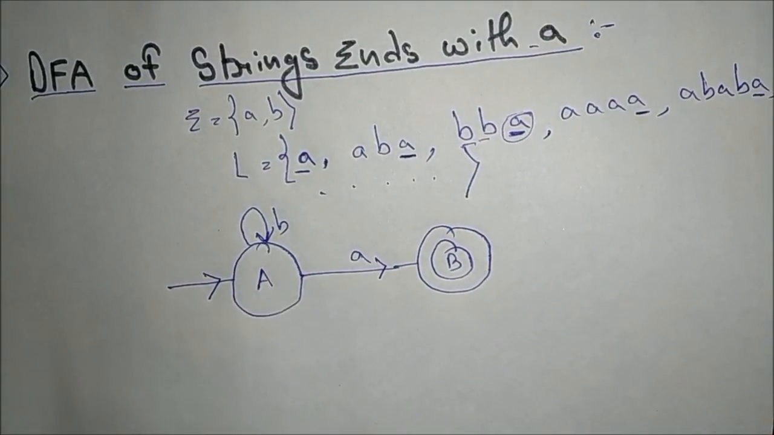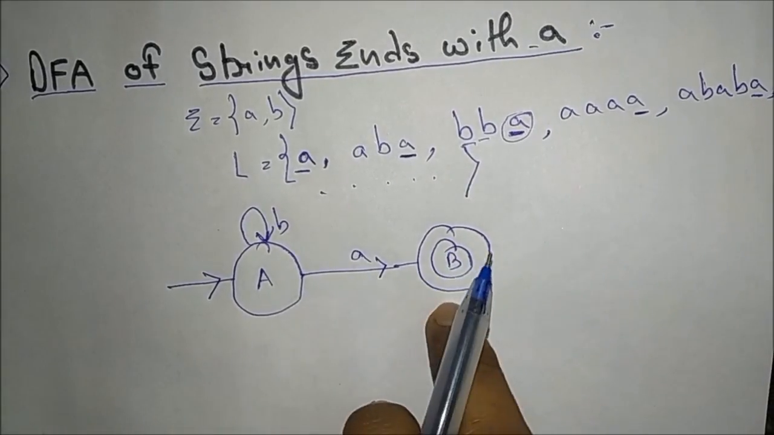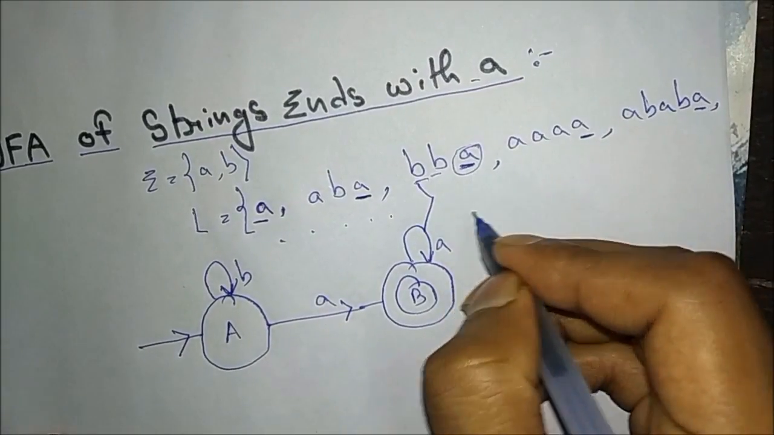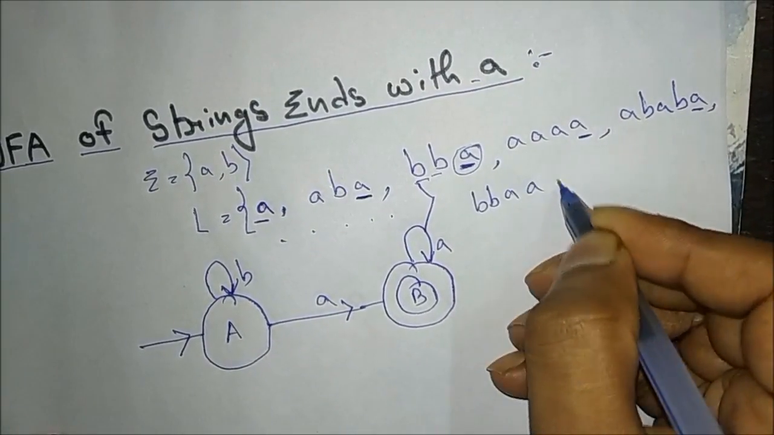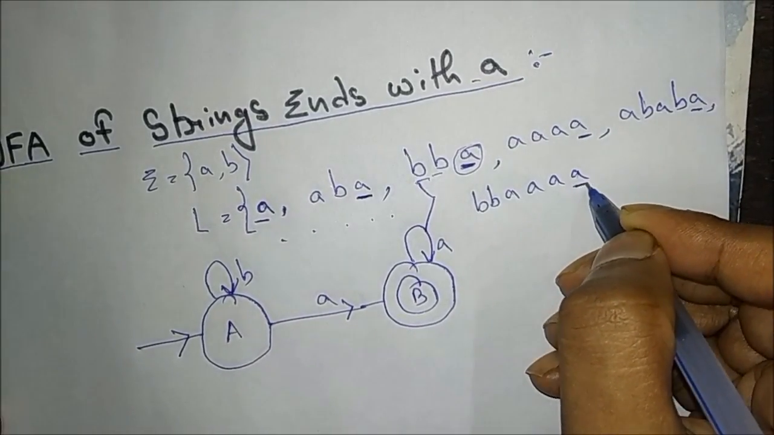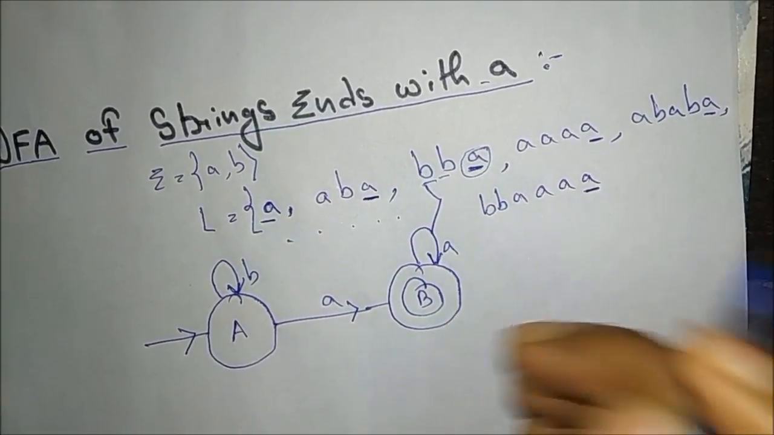Now see, this state is over. Now in the B state, if any number of A's comes, we'll accept it, because after seeing B, any number of A's does not affect it, because at the last there is only A, so we are ending with A, so we'll accept it.